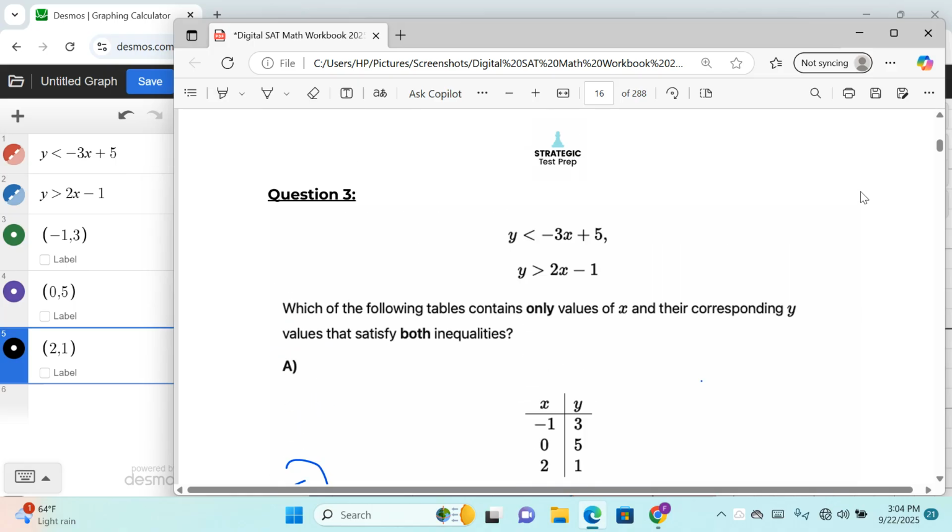So guys, you can solve a question like this just by using Desmos without wasting time. So this is for today.